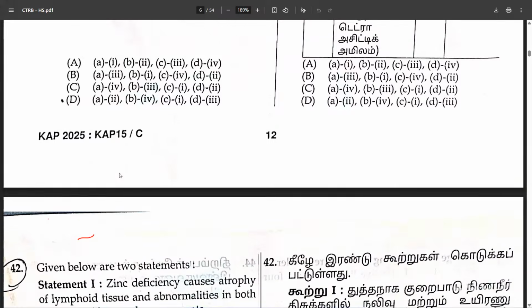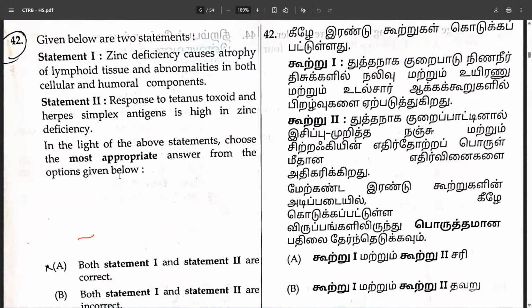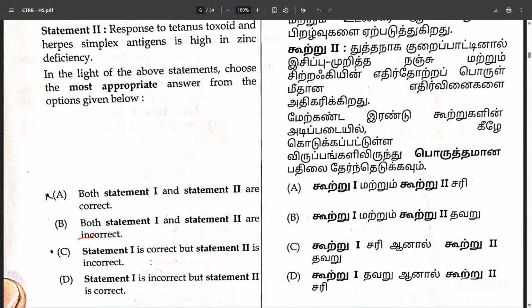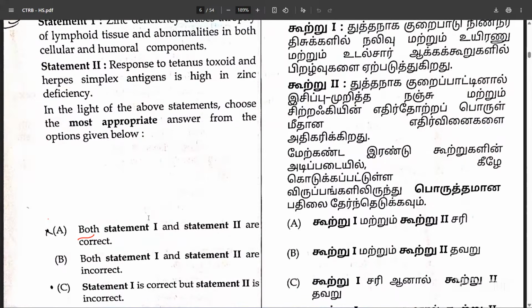Then the next question is 42, in which they have given you two statements, statement 1 and 2. Statement 1 says zinc deficiency causes atrophy of lymphoid tissues and abnormalities in both cellular and humoral components. Statement 2 says the response to tetanus toxoid and herpes simplex antigen is high in zinc deficiency. So here the correct answer is statement 1 is correct, but statement 2 is incorrect.